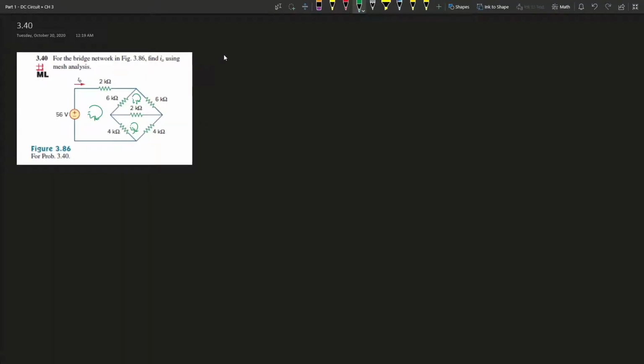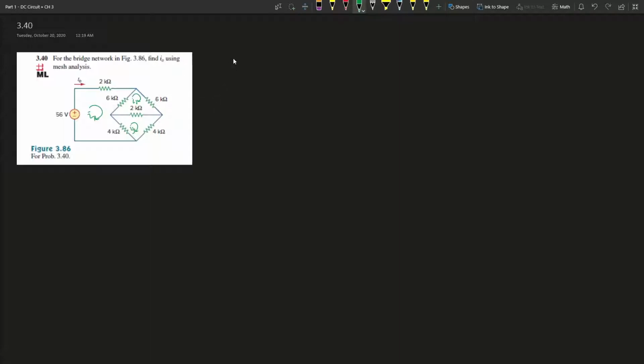Question 3.40 says: for the bridge network in figure 3.86, find I naught using mesh analysis. A bridge network is a little complicated, and some schools consider it optional for their courses, but don't get daunted. We can just treat it as a loop and solve it from there. It doesn't require you to know any new information.